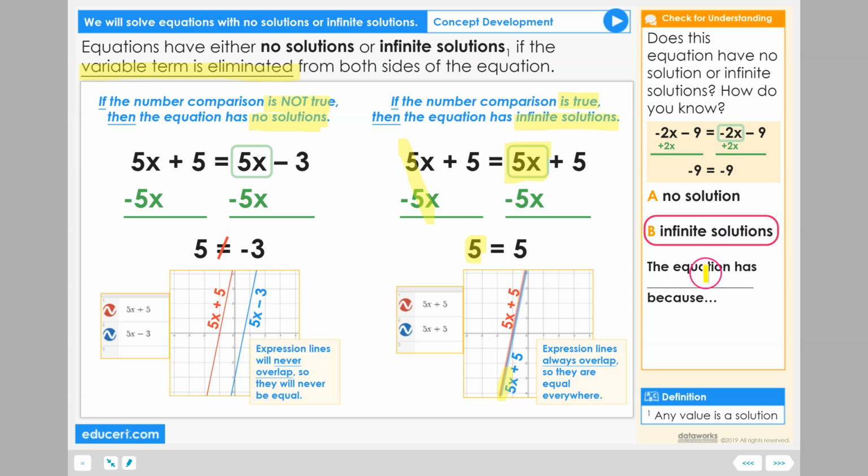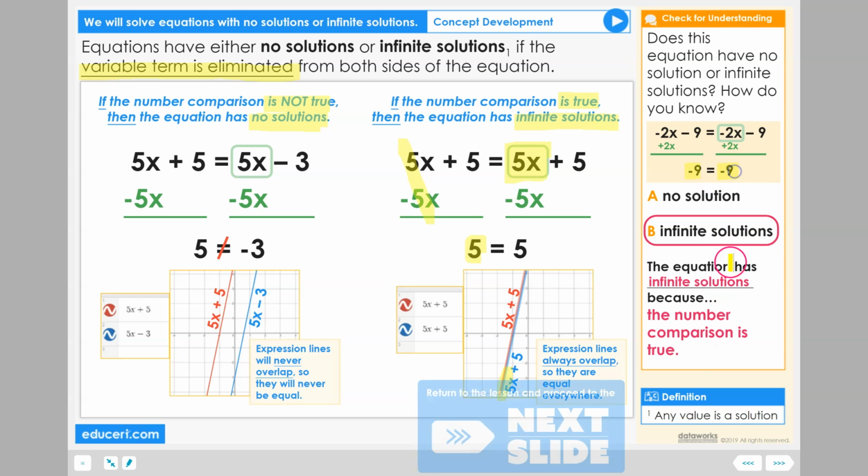Infinite solutions. The equation has infinite solutions because the number comparison is true. -9 does equal -9.